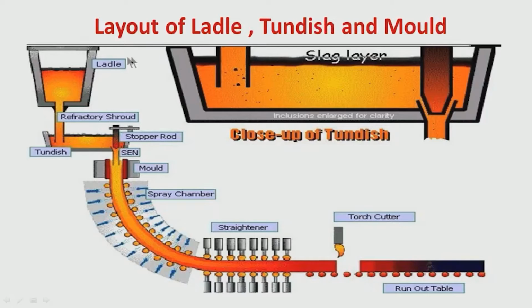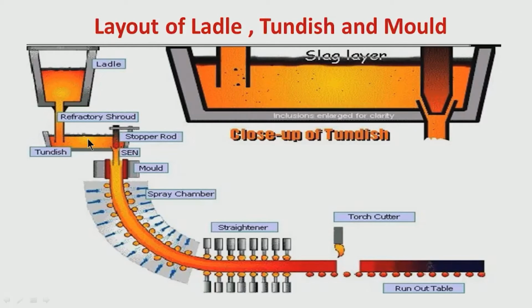One ladle will be emptied, another ladle will come. Tun dish acts as the buffer. Continuous flow to the mold is possible. We can go to 10, 15, 20, even hundreds of heats. So, one after another ladle will come, tun dish will be there.